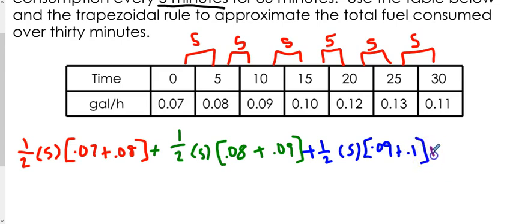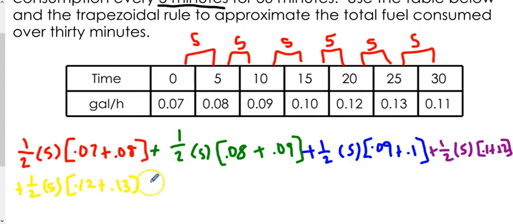All right, then we've got plus 1/2 times 5, and then in parentheses 0.1 plus 0.12. All right, and change color again, plus 1/2 times 5 times 0.12 plus 0.13. All right, plus 1/2 times 5 times 0.13 plus 0.11. All right, let me make sure I have all my subintervals. I got 1, 2, 3, 4, 5, 6.